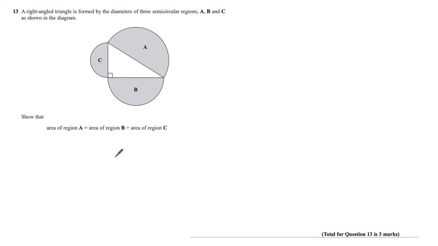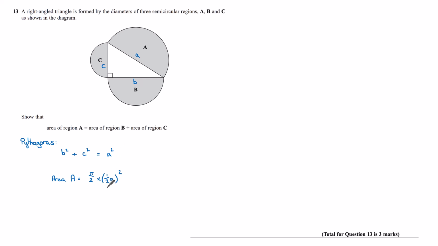Well, because of Pythagoras, we know that b squared plus c squared is a squared in this triangle. That's letting A be the hypotenuse here, so the diameter of semicircle A, B for B and C for C. Now, if we are to find the area of a semicircle, that is half the area of a circle. The area of a circle, of course, is pi r squared.